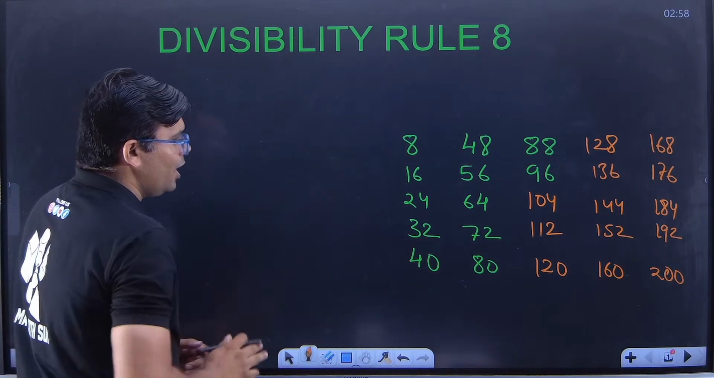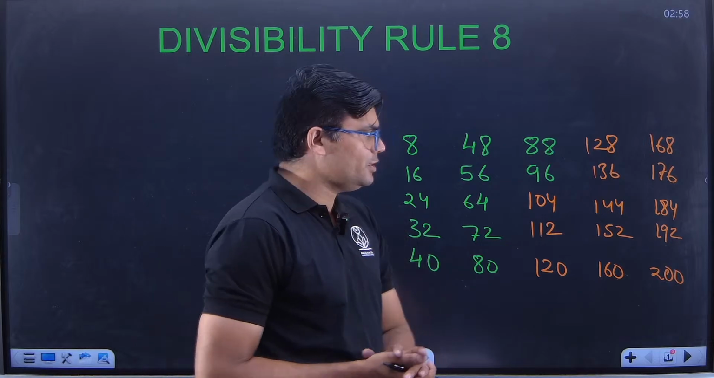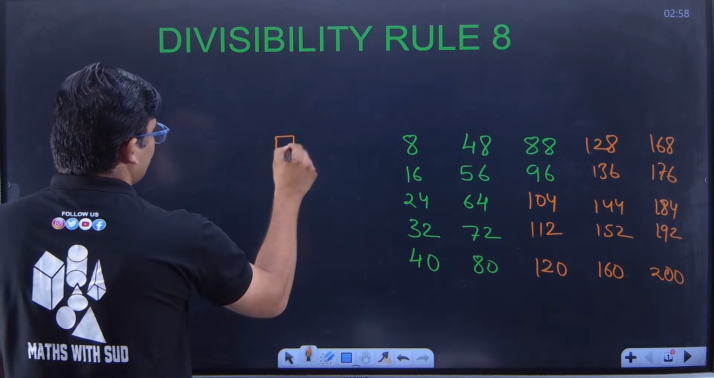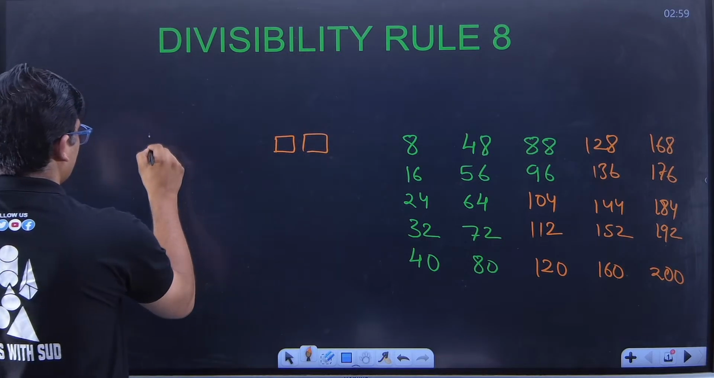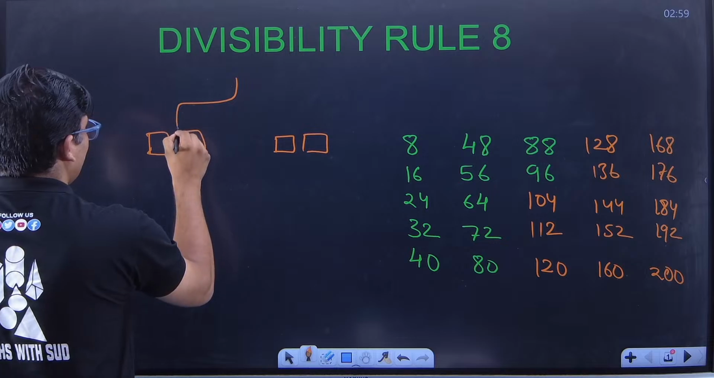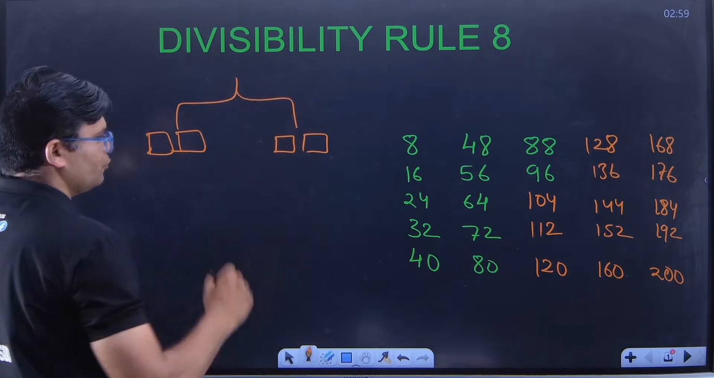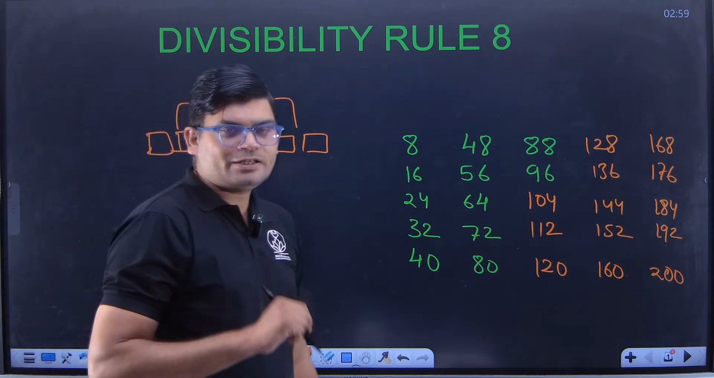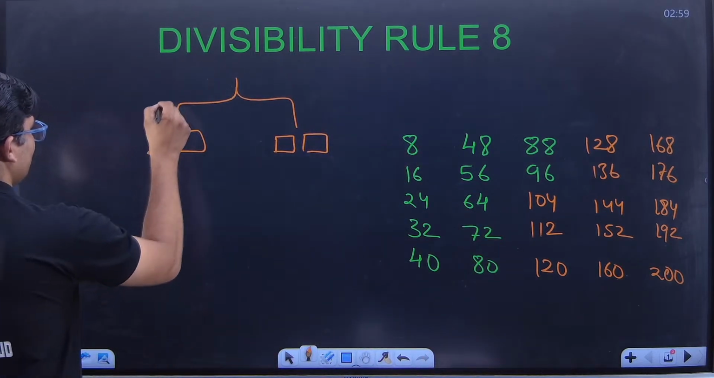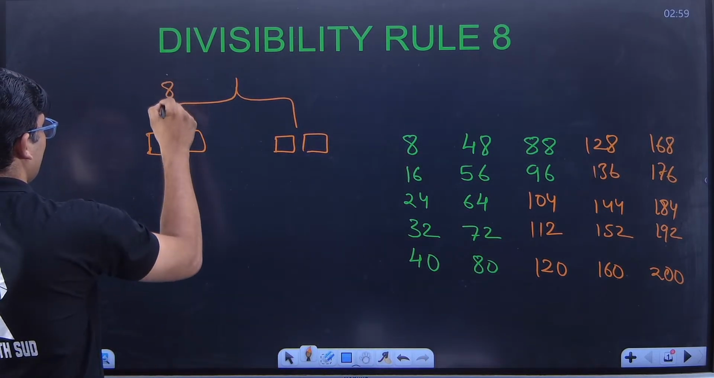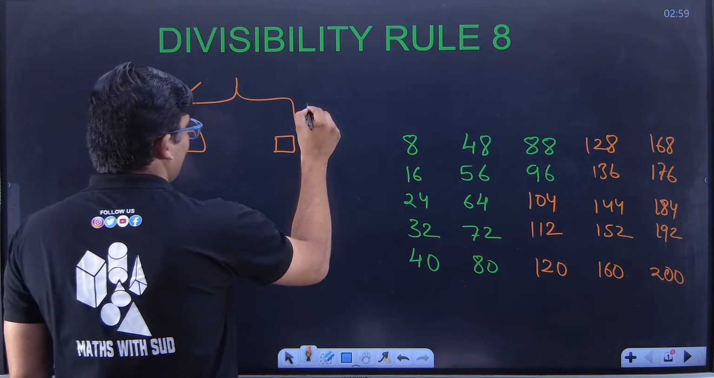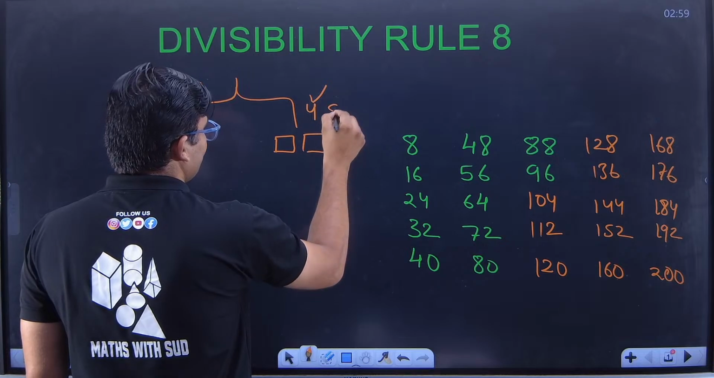Now I am going to suggest a very different method. The method is, you first look at the last two digits of the number. We will divide these numbers into two groups. One group is which is divisible by 8. Another group is which is divisible by 4 but which is not divisible by 8.